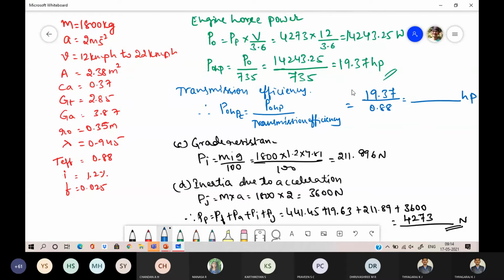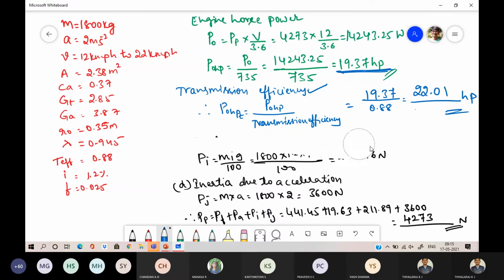So remember, whenever the transmission efficiency is given, you have to divide the HP you have calculated, that is 19.37, by the transmission efficiency. It will give the power of the engine in terms of transmission efficiency. Calculate how much you are going to get. 22.01 HP. So this will be the power of the engine when the transmission efficiency is given.